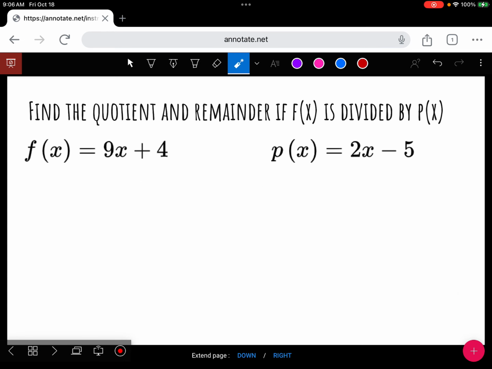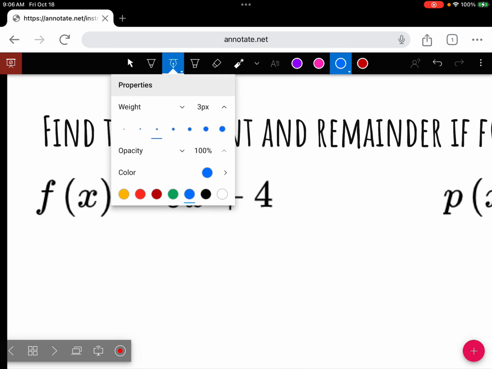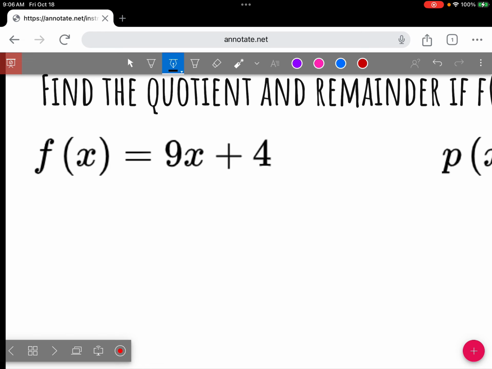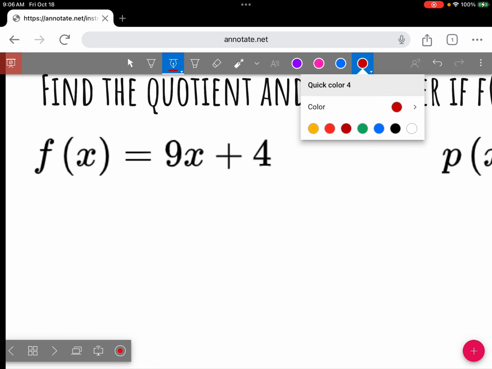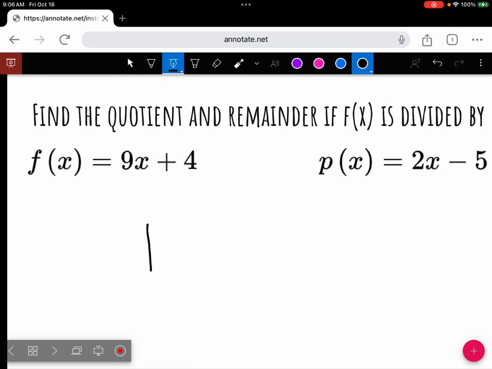So here's our first piece. We're going to find the quotient and remainder if f of x is divided by p of x. And then I'll show you how we can do a check as well. So I'm going to set this up as a long division. So I'm going to build my little house.